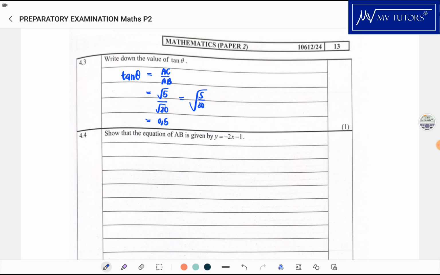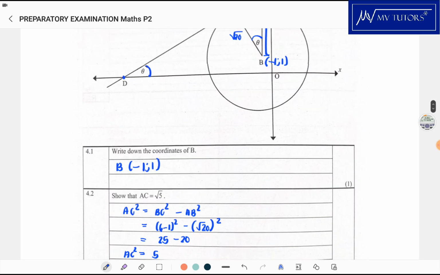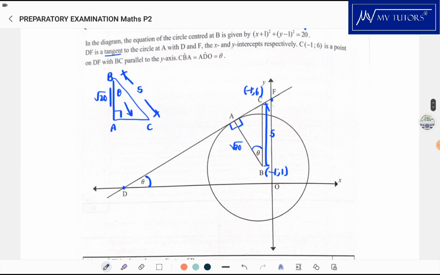Anyway, 4.4 says, show that the equation of AB is given by y is equal to negative 2x minus 1. Let's just go back to AB. So we have A. No, we don't. We don't have the coordinates of A, but we have the coordinates of B. What else do we have that we can use in order to get the coordinates of A and possibly get the equation?